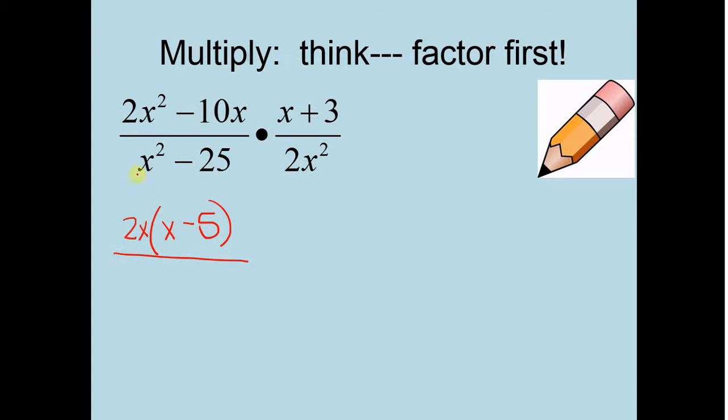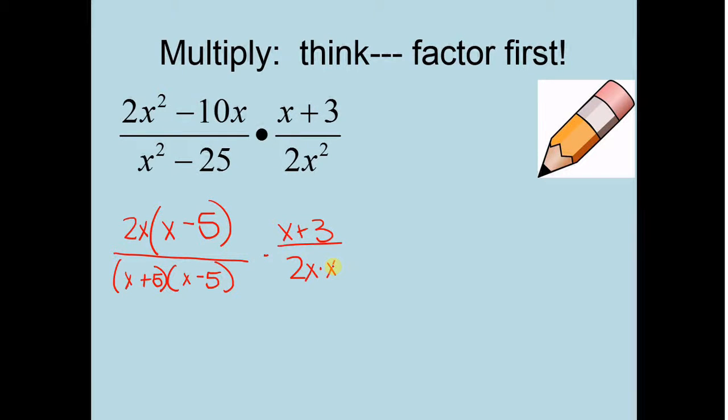On the bottom, gotta factor that. Difference of perfect squares. That's that one where there's a plus and a minus, and you're gonna have a 5 and a 5 there, right? Because 5 times 5 is 25. Now, on the top of the other fraction, I'm just gonna have x plus 3, because that can't factor. Can't take anything out. Can't take anything out of 2x squared, but I can make that 2x times x, just so I can see it expanded a little bit.